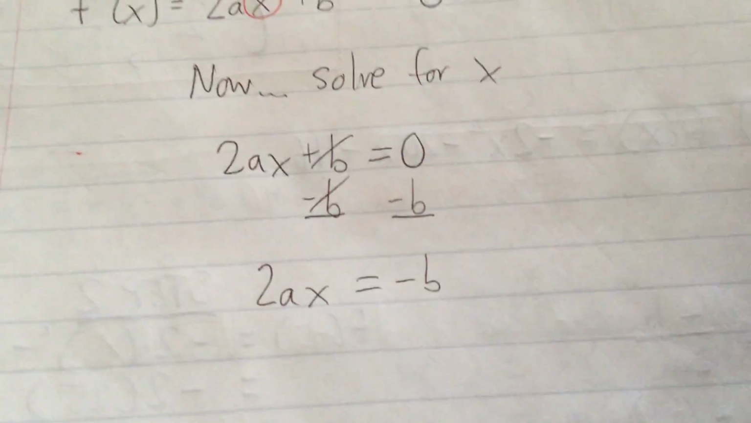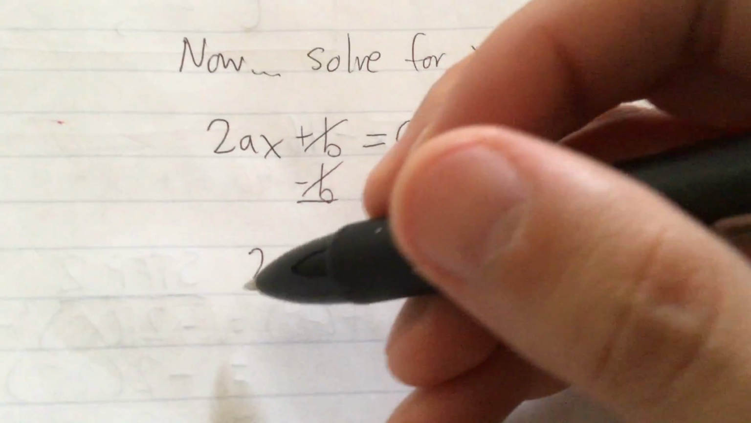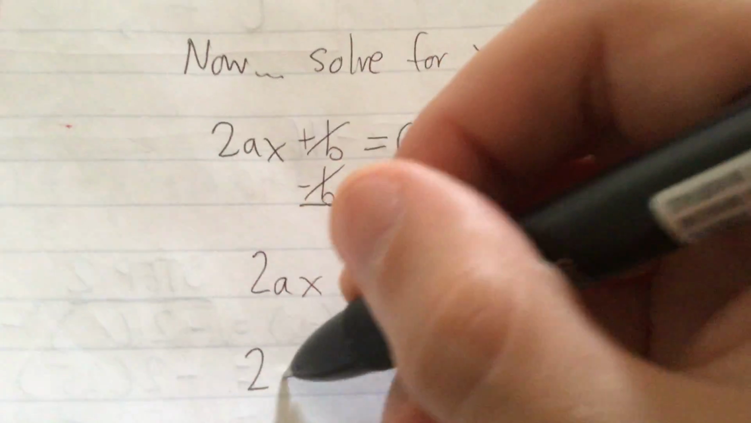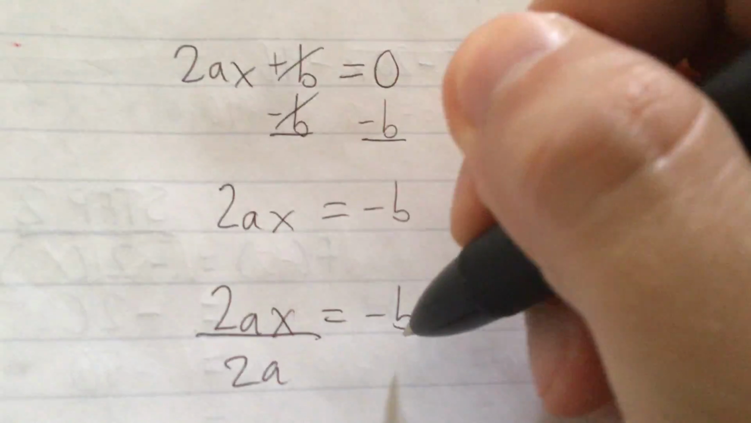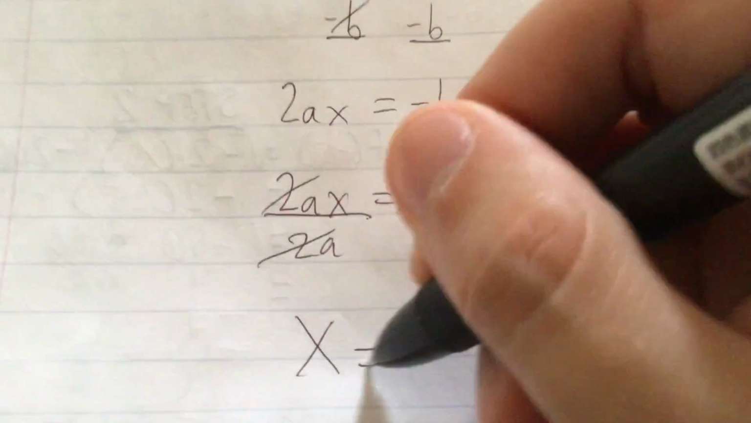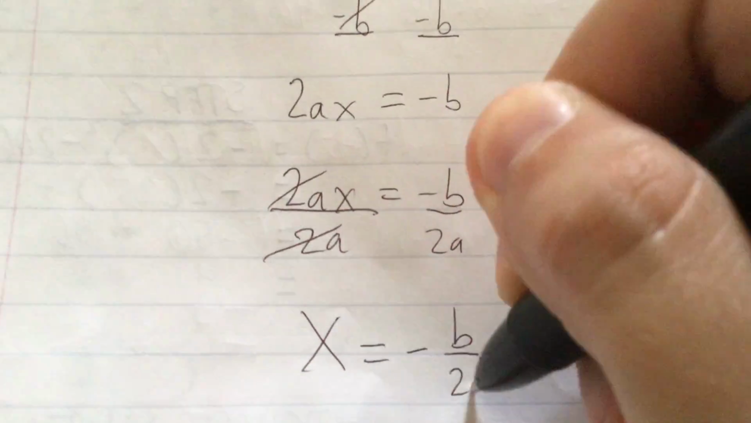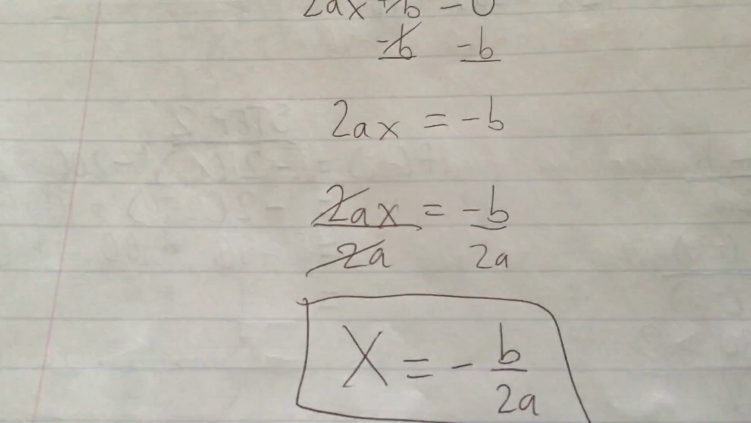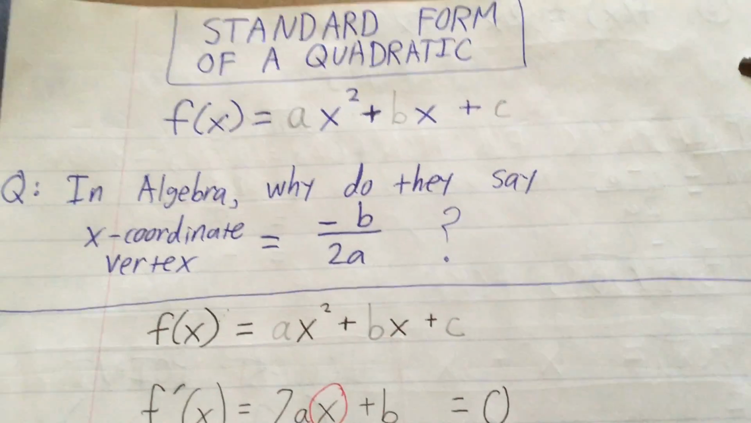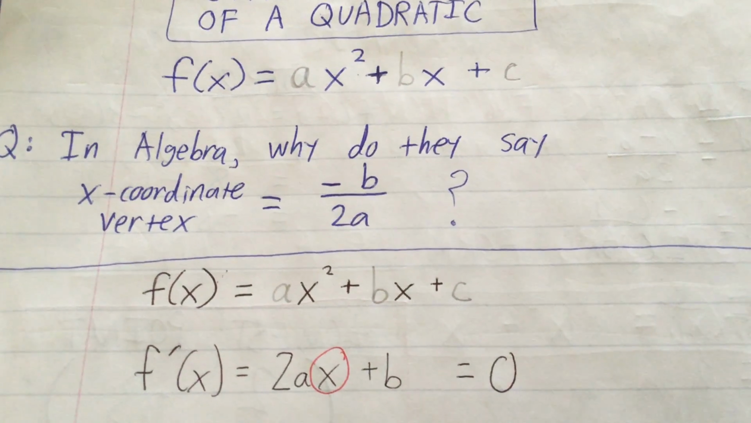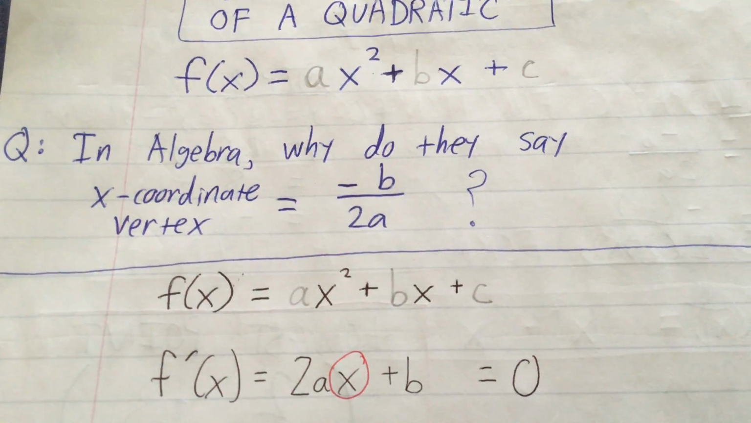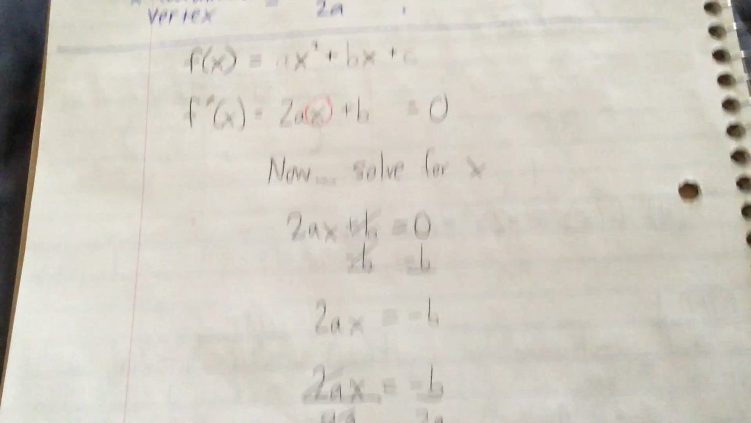And now I want to solve for x. Well, what's bothering my x? That times 2a is bothering my x. If I divide both sides of the equation by 2a, then x is equal to negative b over 2a. And that explains it. Because the x-coordinate of the vertex means that the slope of the tangent line is 0. Using calculus.